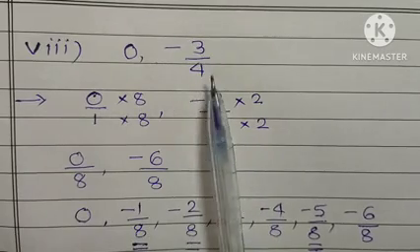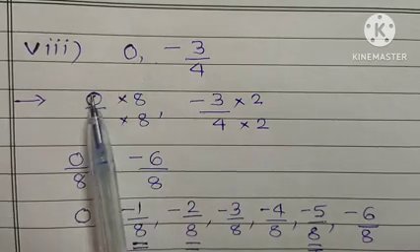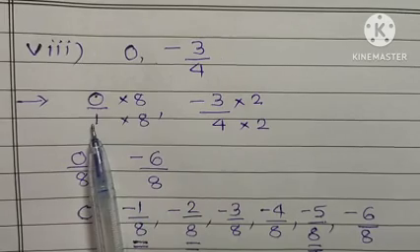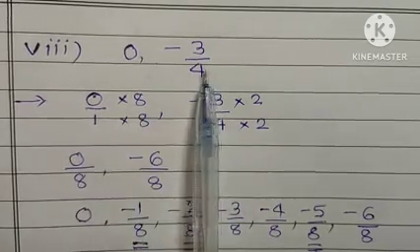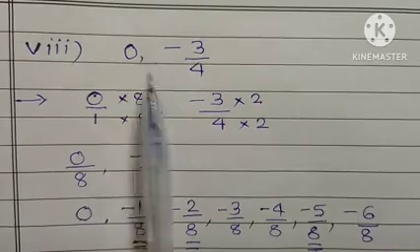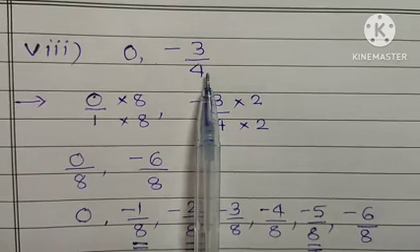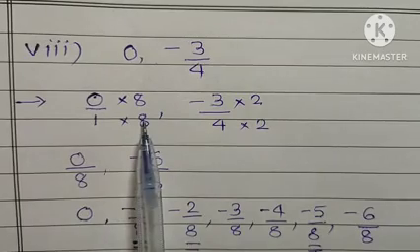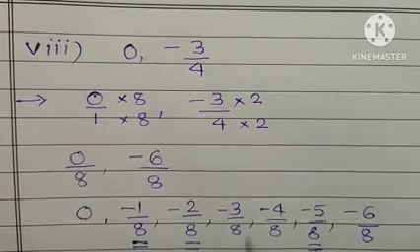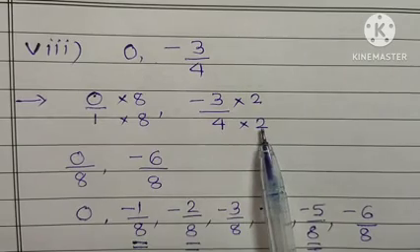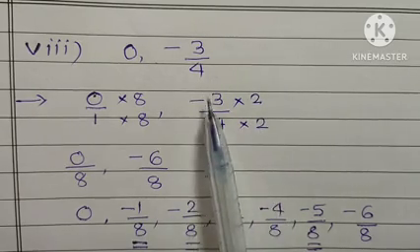0 and -3 by 4. Okay. So 0 means 0 upon 1 you can write, and -3 by 4. So make the denominators equal. Here is nothing, that means 1. Here is 4. The denominator is not similar. So make it similar by multiplying 8. Multiply and divide by 8 to this rational number, and 4 into 2 is also 8. So multiply and divide by 2 to this rational number.